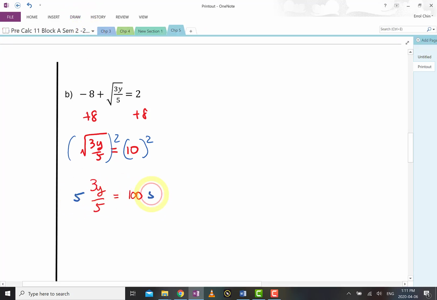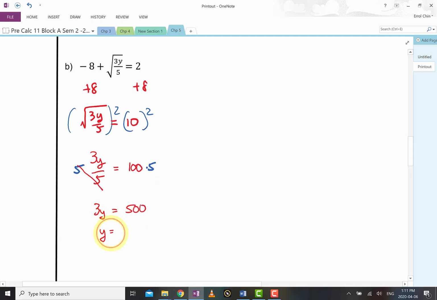So it's 5, 5. And on the left-hand side of my equal sign, I have 3y is equal to 500. y is now equal to 500 over 3. And of course, we would verify this.